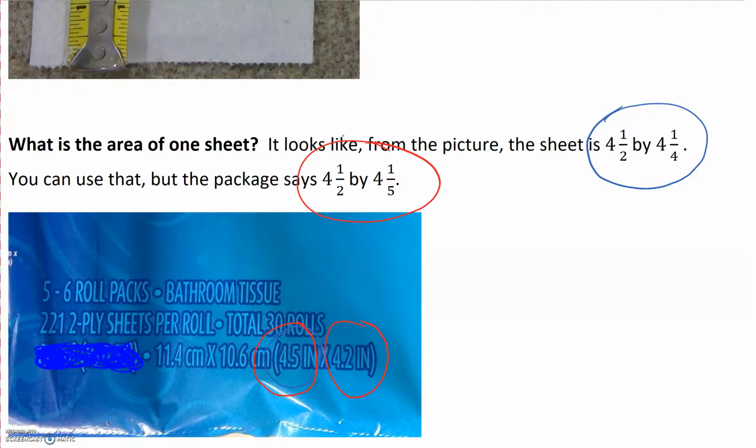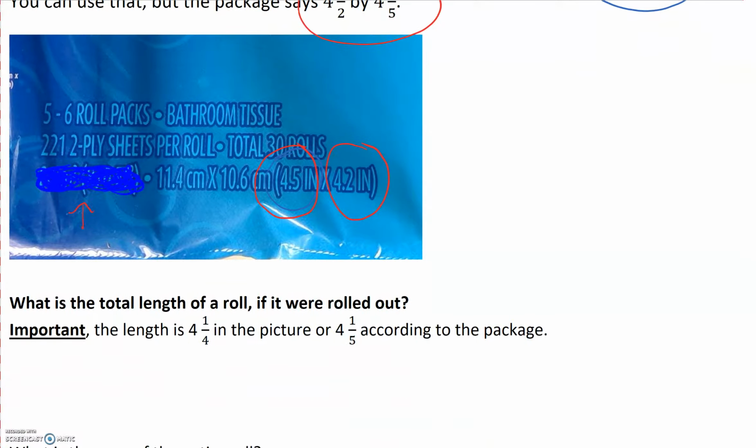So you can use either of those. If when I reveal this, somehow this got scratched out, right? When I reveal that, that will kind of tell us that we'll use the 4 1/5 times 4 1/2, but feel free to use 4 1/4. We'll figure out both. And then my other question for you was the total length of the roll.